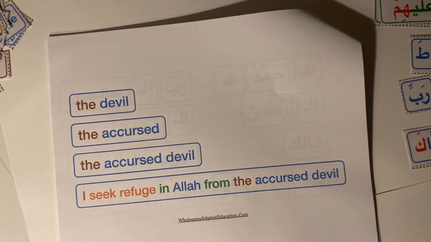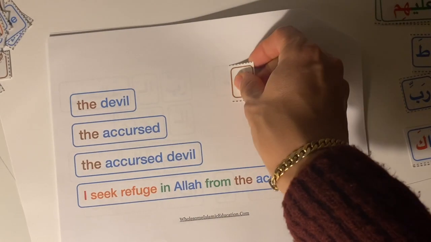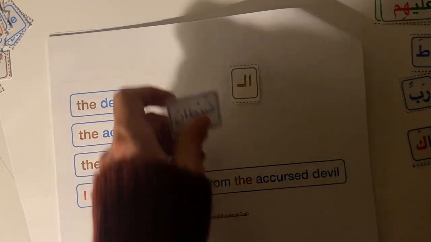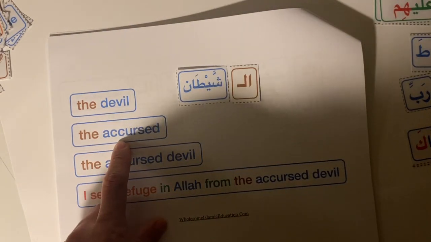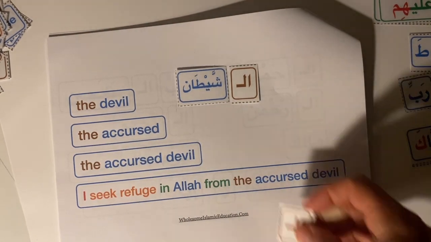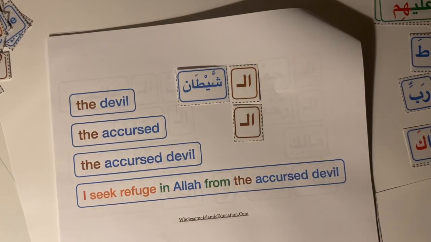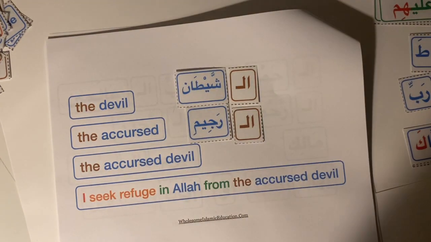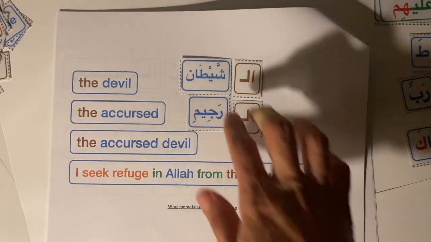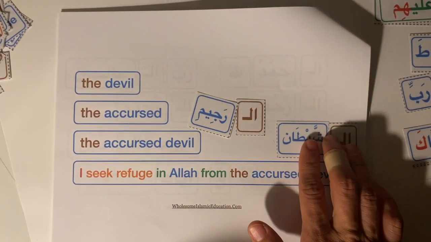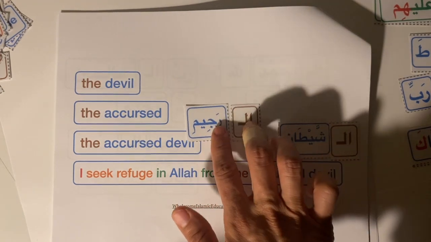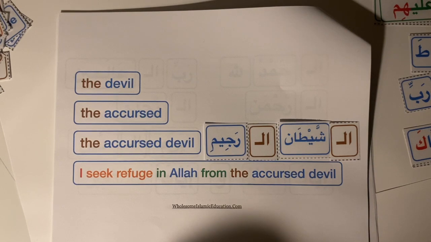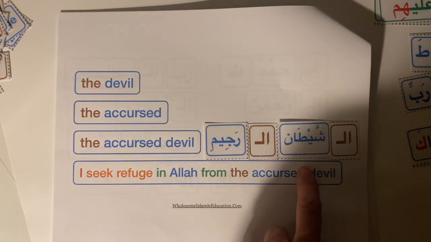I want to say the devil in Arabic. So the, that is al, and devil, that should be an easy word for them, shaitan. What about the accursed? Of course, this is the last word that is not covered yet from ta'awudh. So accursed would be ar-rajim. If I want to say the accursed devil, how would I say something like this in Arabic? Well, I have to first start with the noun, which is devil, ash-shaytan, and then describe that noun, ar-rajim. So the accursed devil in Arabic is ash-shaytan ar-rajim.